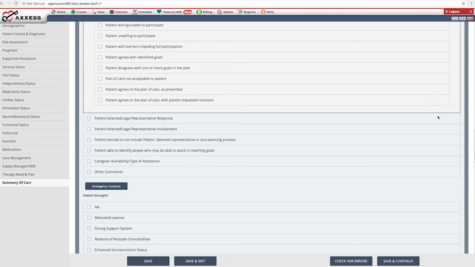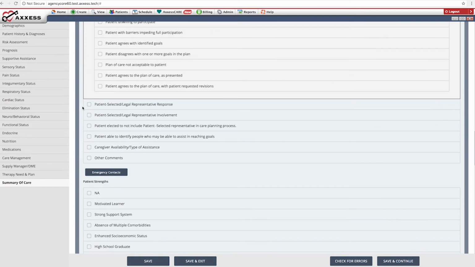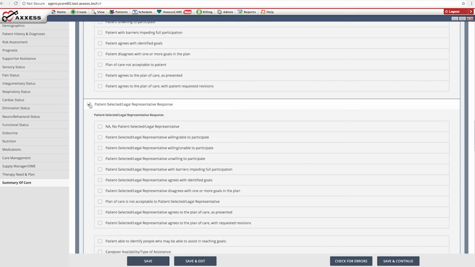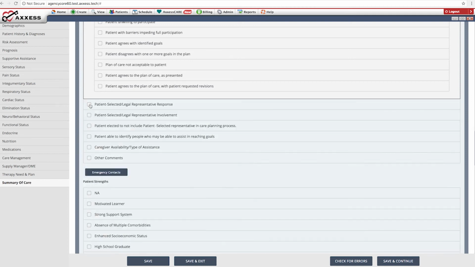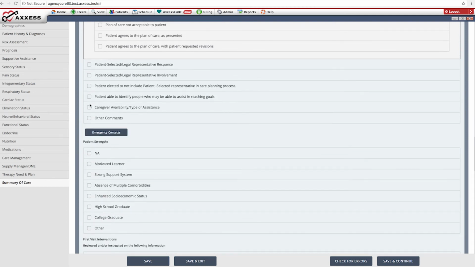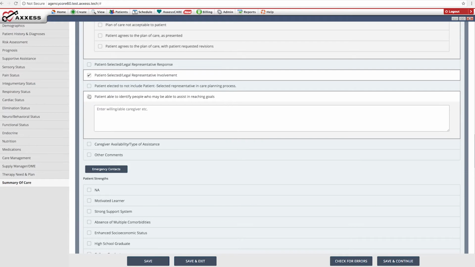And then the patient selected representative response. If they have a representative, it's basically the same response. You have to say what their willingness is all about. The involvement. Patient selected legal representative involvement. You want to know, are they going to be involved? Patient able to identify people who may be able to assist in reaching goals. This is crucial. You want to ask them, who can help you to accomplish these goals that we are identifying that you need to improve your health status?